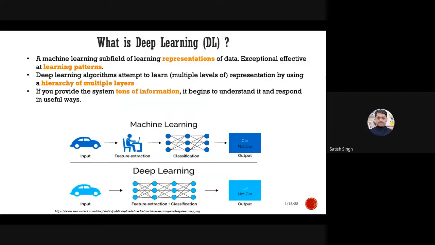So then what is deep learning? A machine learning subfield of learning representations of data. How to represent the data, and it will be done automatically. Okay. Exceptionally effective at learning patterns. It means deep learning is automatically used to represent the data. And on the basis of this representation, learning will happen. Deep learning algorithms attempt to learn multiple levels of representation by using a hierarchy of multiple layers.